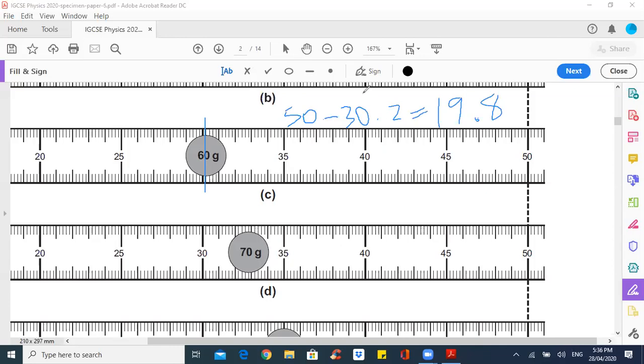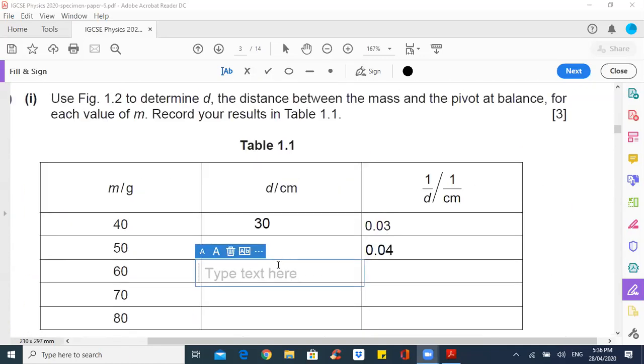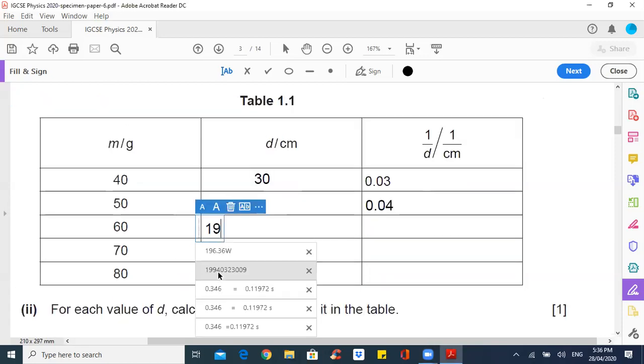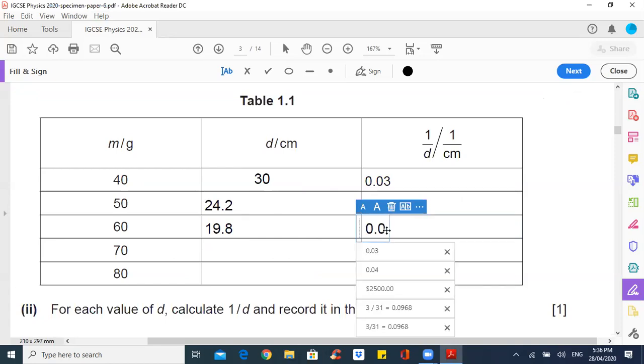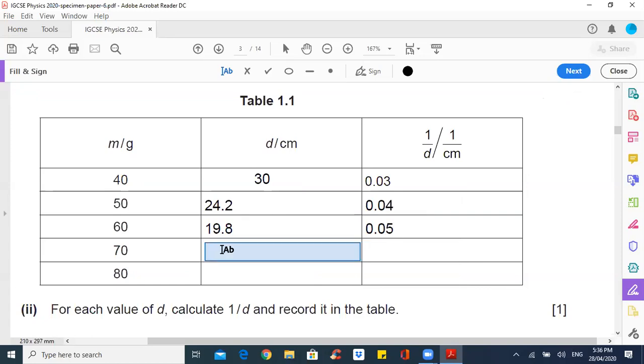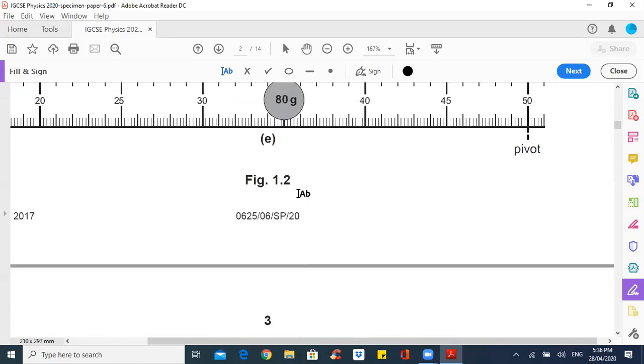So 19.8 is this one here. Clear all the drawings again. So 19.8 is your next one. Right, they ask us now 1 divided by 19.8, which is 0.05. We're going to the 71 now. We'll go on to 70.